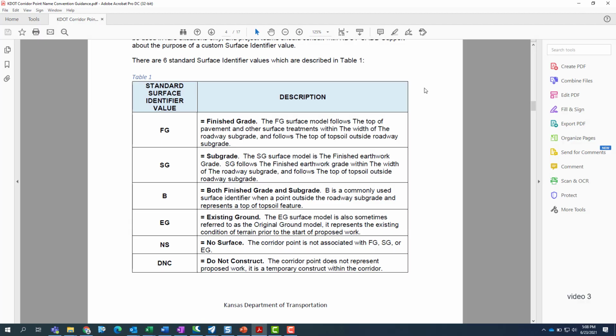Please continue on to video number 4, where we continue our discussion about the naming convention identifiers, their purpose, and the standard values that have been established.